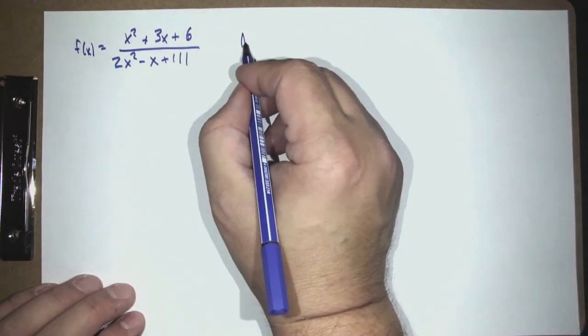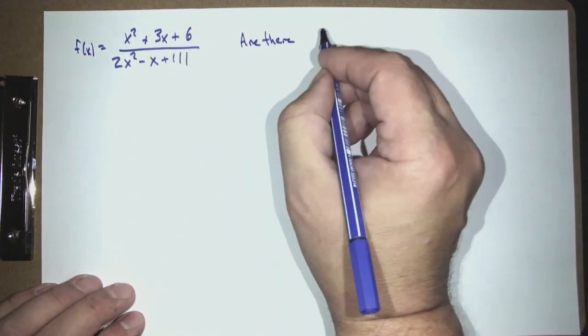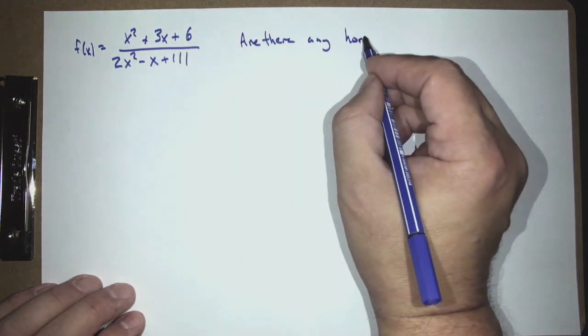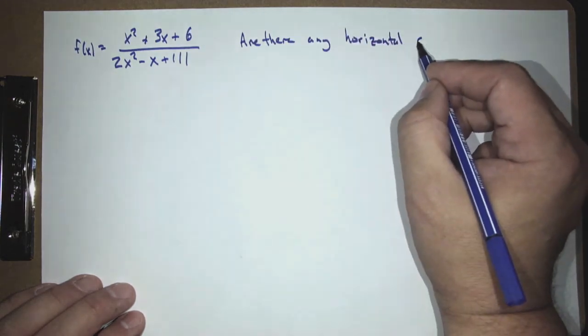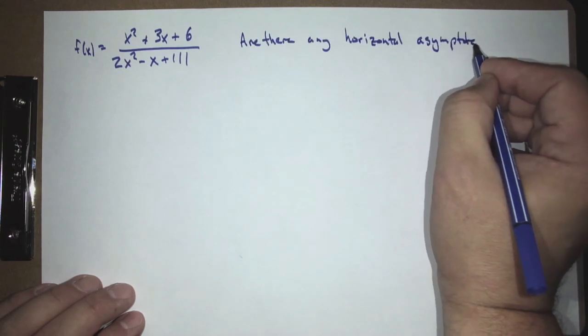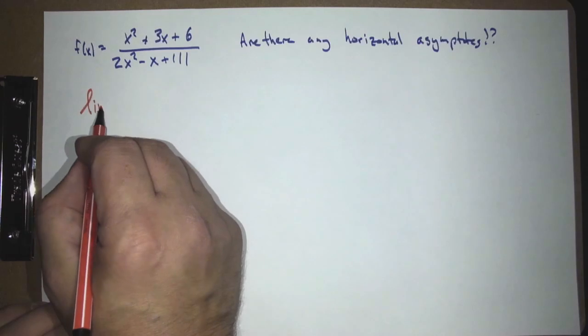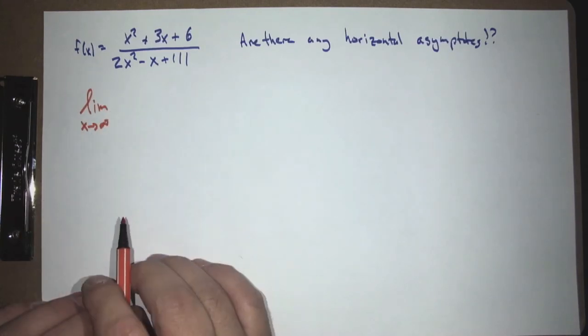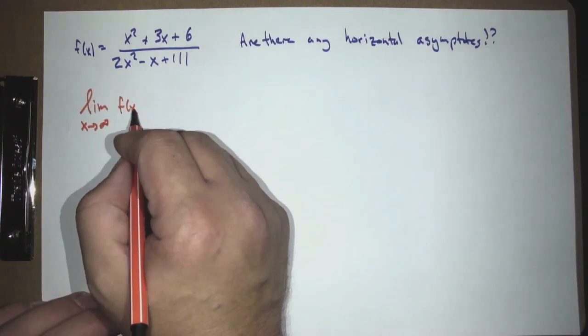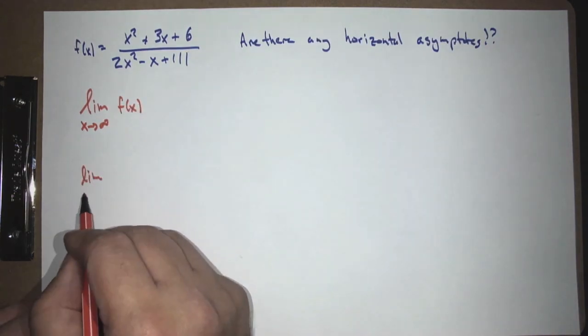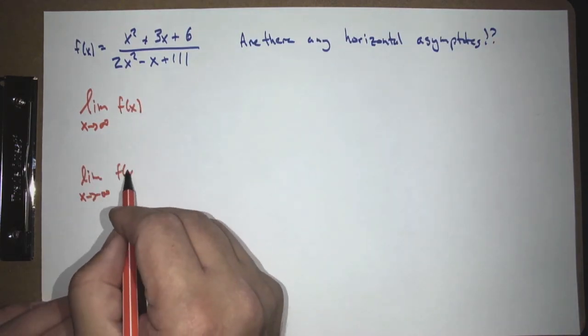Are there any horizontal asymptotes? That's the question I want to ask. So what do we do if we want to find horizontal asymptotes? Well, the answer is we take a limit as x goes to infinity of f of x and see what happens, and then we take a limit as x goes to minus infinity of f of x and see what happens.